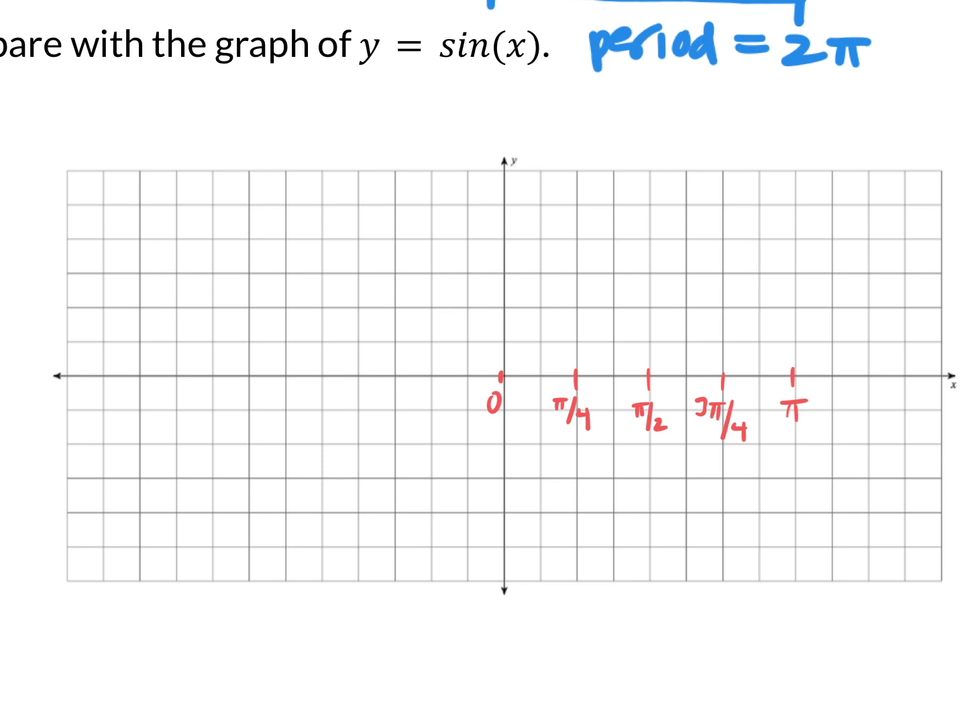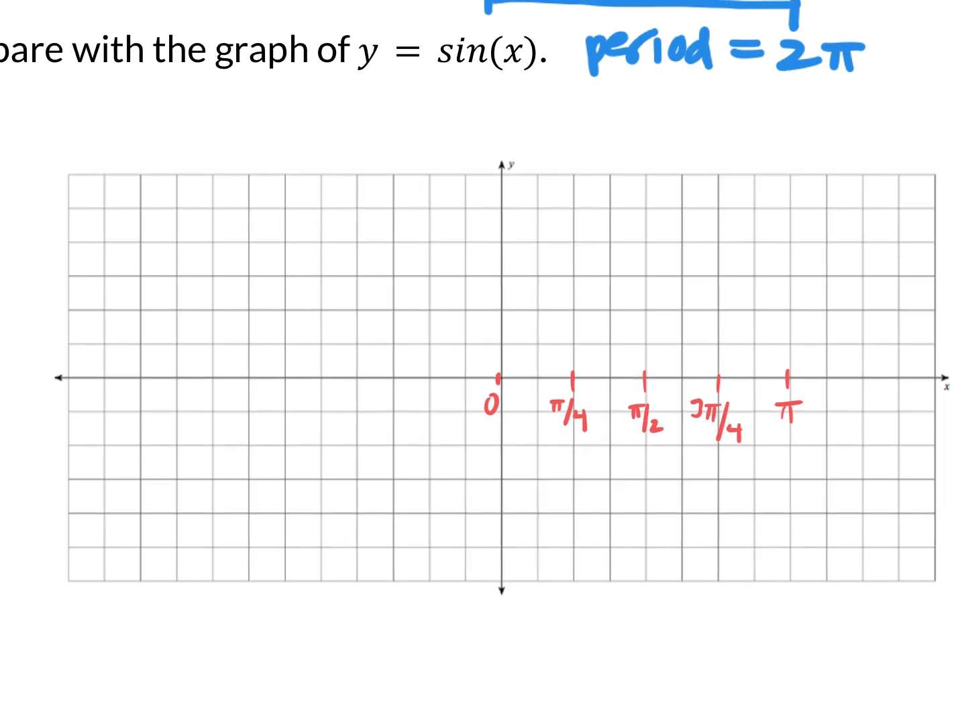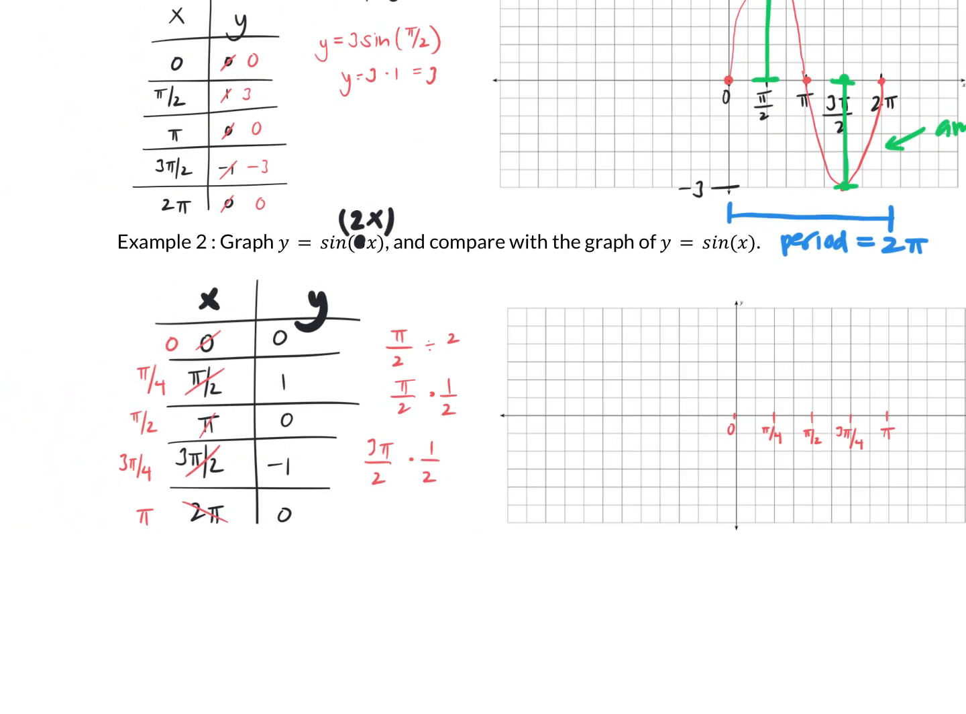Okay, so we need to be able to think in these fractional points. If we're going pi over 4, this would be 2 pi over 4, 3 pi over 4, 4 pi over 4, right? Which is exactly what we got over here on my table. Okay, so those are my x values.